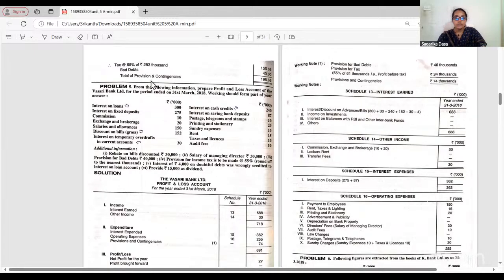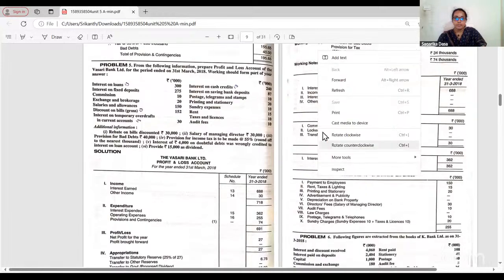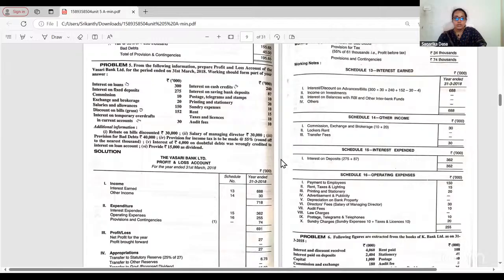So schedule 14 we have commission, exchange and brokerage 10 plus 20. So 10 plus 20, 30. We don't have any other profits or any other income. So 30 we are taking it as 14. So 13 plus 14, 688 plus 30 will become 718. Okay, 718.